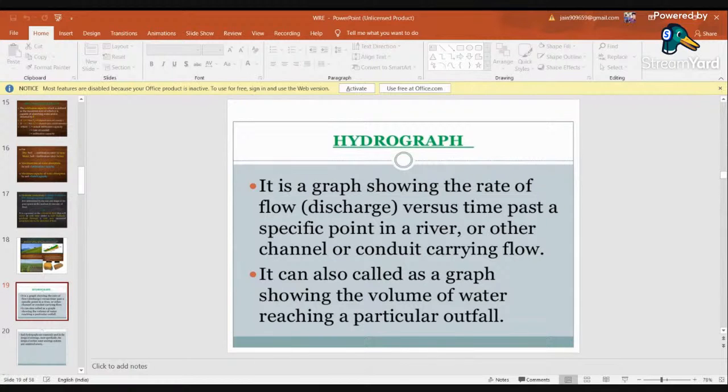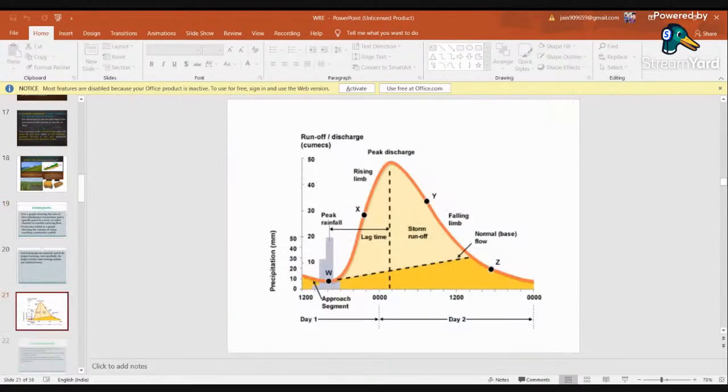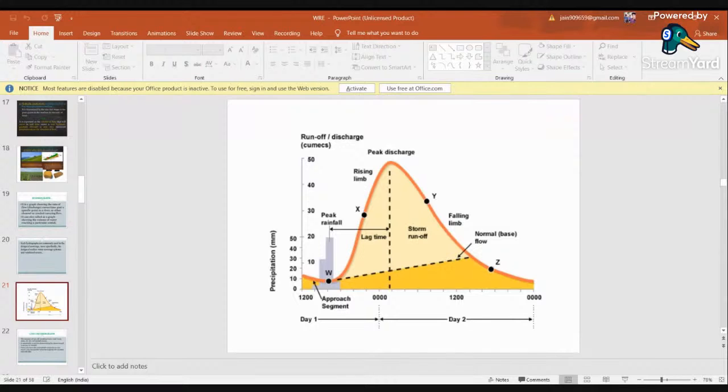When the stage is plotted against time, the graph is a stage hydrograph, which is in the form of a stream gauge record, and when the discharge is shown against time, the graph is a discharge hydrograph. Or in the simplest form, a hydrograph is a graphical representation of runoff rate against time. Okay, so this is nothing but a graphical representation of runoff rate against time.